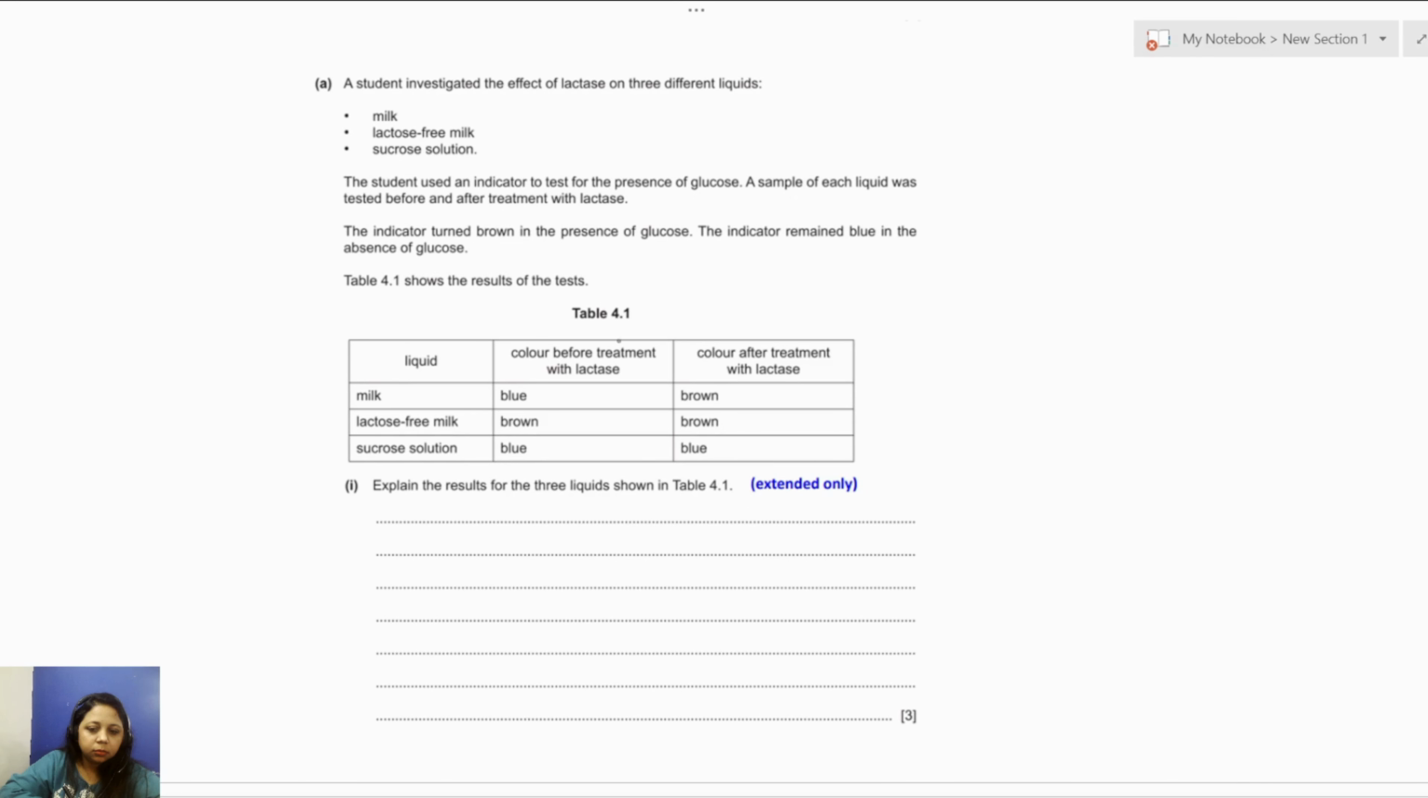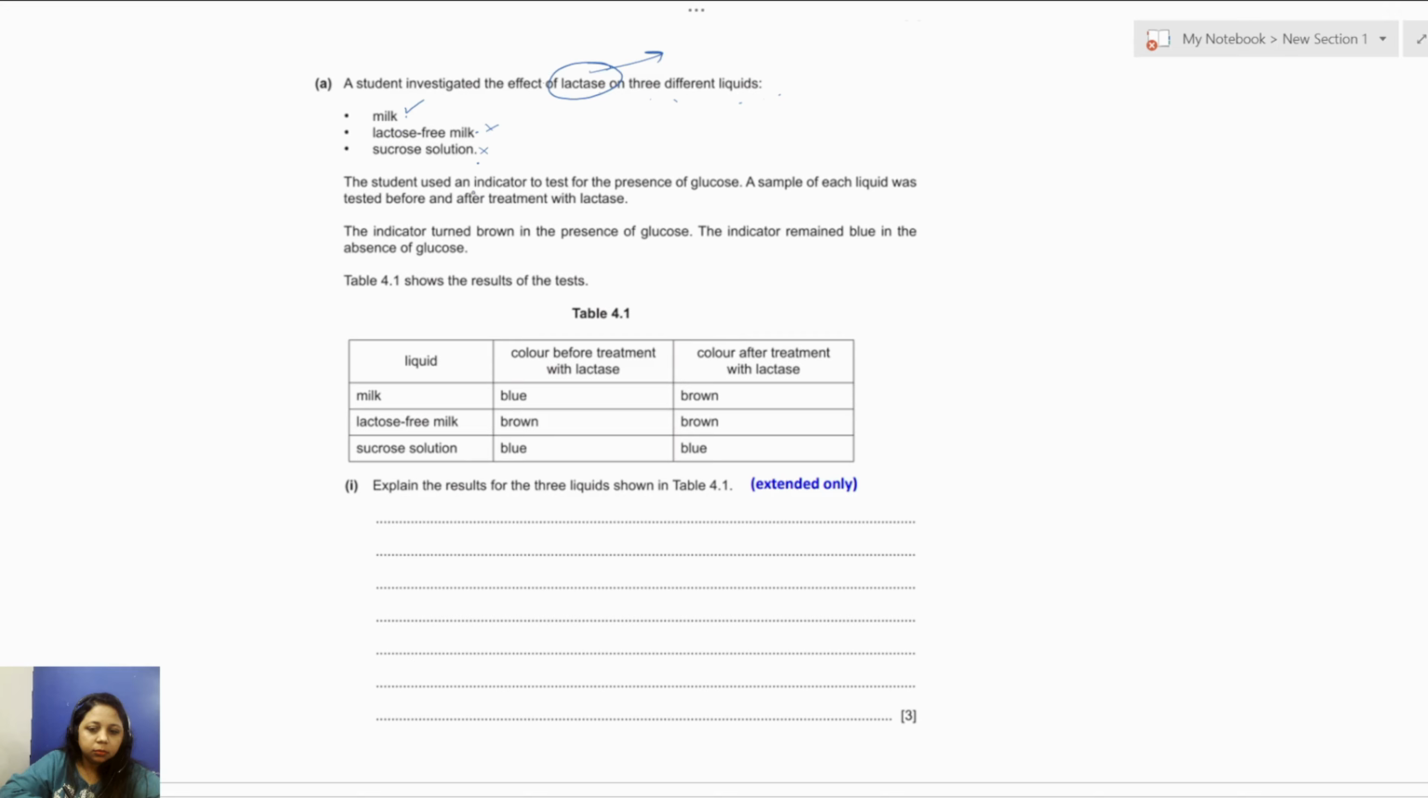A student investigated the effect of lactase on three different liquids. What is lactase? It breaks down milk, basically the lactose sugar. First is milk, second is lactose free milk, third is sucrose sugar. Now lactase is going to act on milk, not here and not here. Lactose free means there is no lactose, so lactase is not going to act on lactose free milk. Is it so?